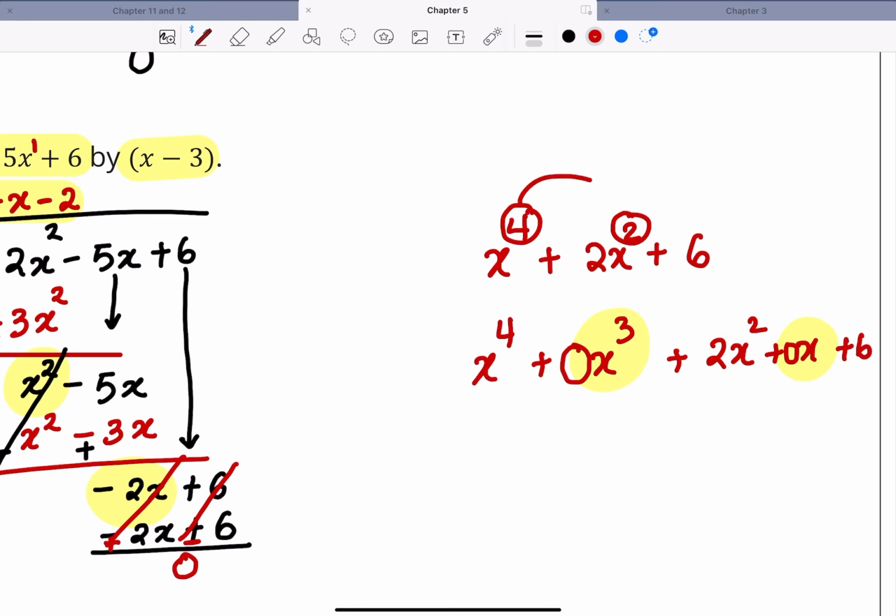Okay, so always check if your powers are in decreasing order, and if anything is missing, go ahead and put that power with a 0 coefficient. Hope this helps.